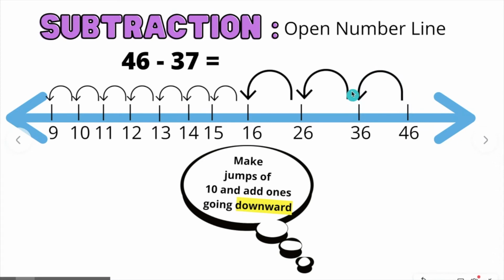10, 20, 30. But now you notice it's counting by ones. So let's go ahead and start again. 10, 20, 30, 31, 32, 33, 34, 35, 36, 37. Our answer is number 9.